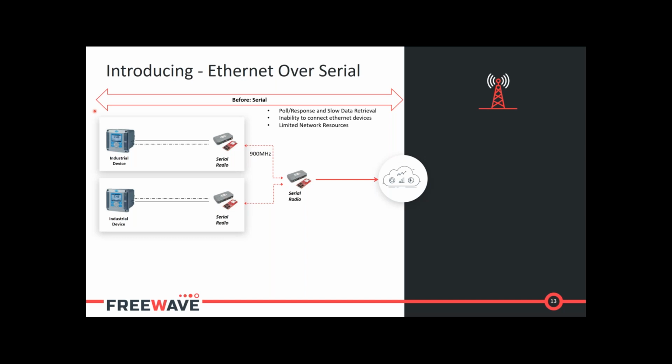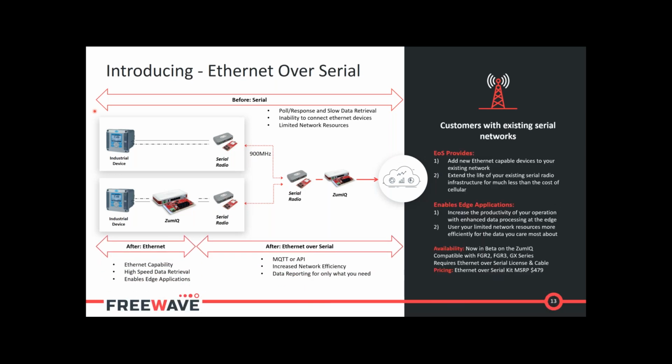So with Ethernet over serial, what are we going to do about that? We're going to add a Zum IQ at the gateway end and also at the endpoint. So one or multiple endpoints, it doesn't have to be all of them, to enable Ethernet capabilities on your existing serial networks.